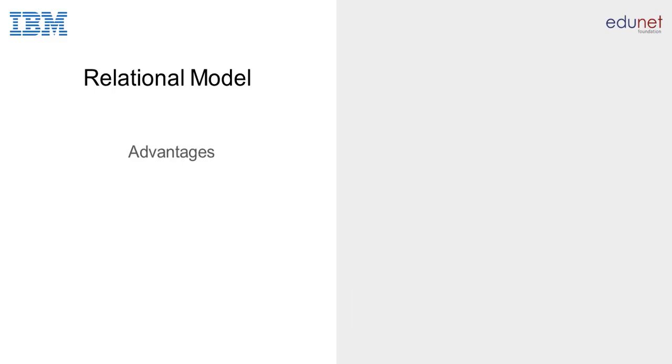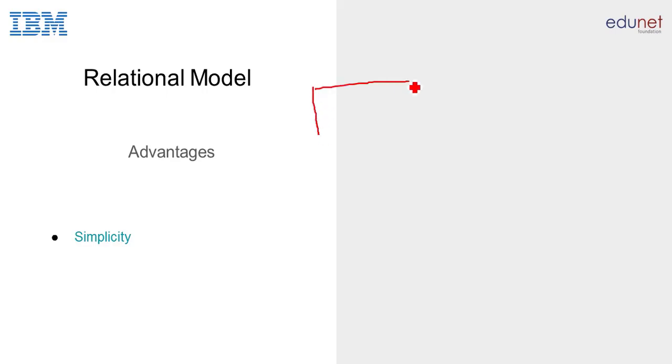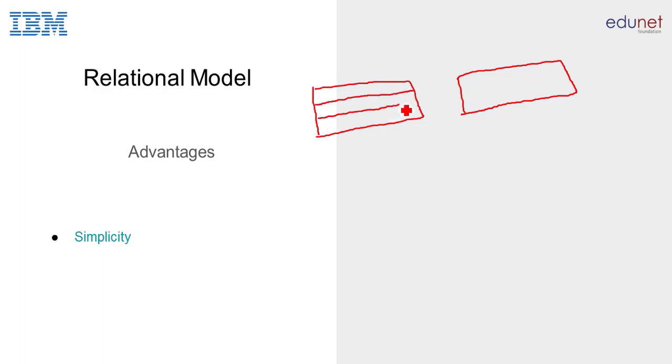Let's understand the advantage of the relational model. What is meant by simplicity? The relational model provides the simplicity option. Simplicity means we can create a number of tables inside the database and we can maintain a number of records in tables.